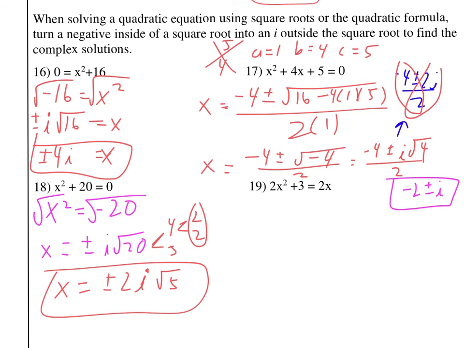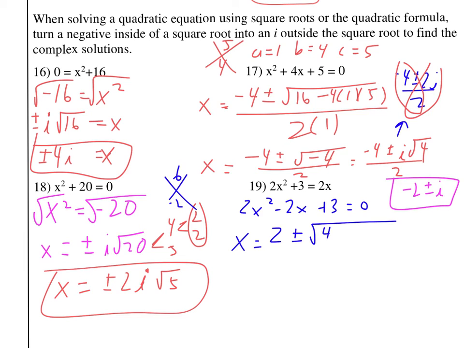All right, lastly here, we got 2x. I got to get one side to 0, so I'm going to subtract that 2x over. We could try to factor it thinking of two numbers that multiply to 6 and add to -2, but they don't exist. So I'm going to do the quadratic formula then. So -b, so it's going to be a positive 2 here since b is -2. The square root of b squared would be 4 here, minus 4 times a is 2 times c is 3, all over 2a.